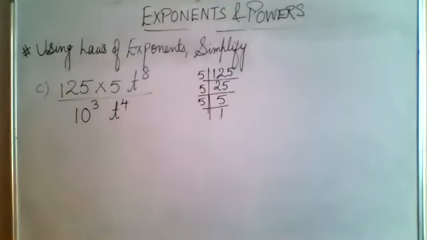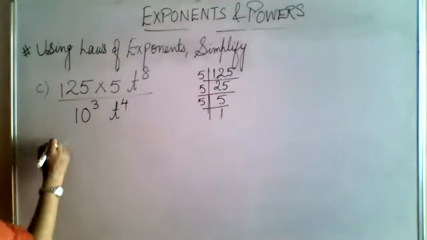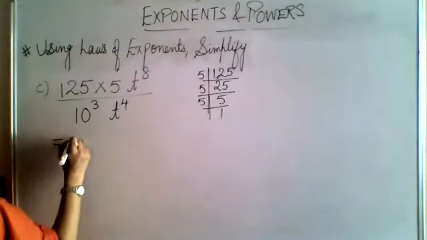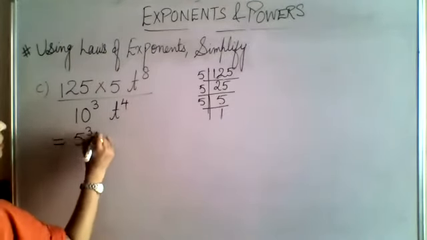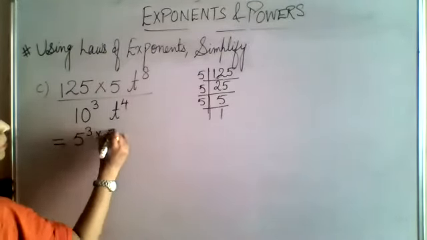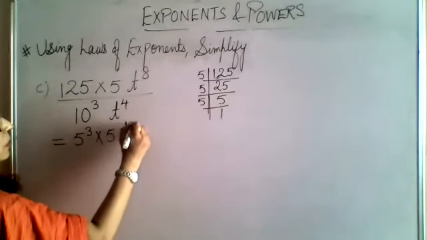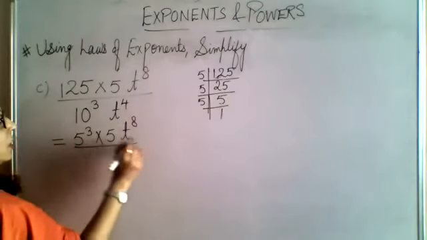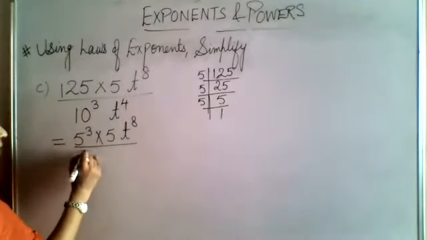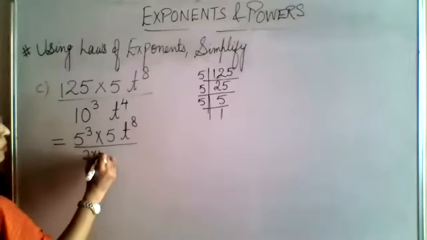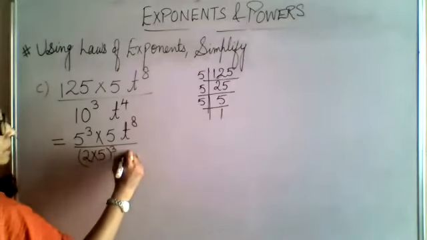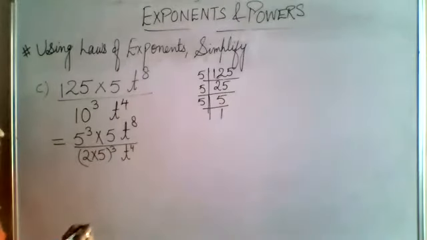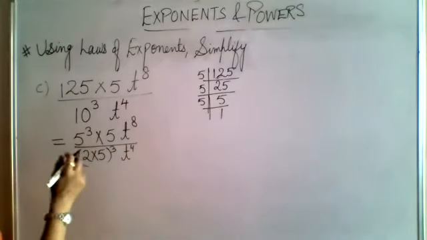So you can write this one as 5 raised to power 3 multiplied by 5t raised to power 8, and this 10 you can write as 2 into 5, raised to power 3. I explained this to you.